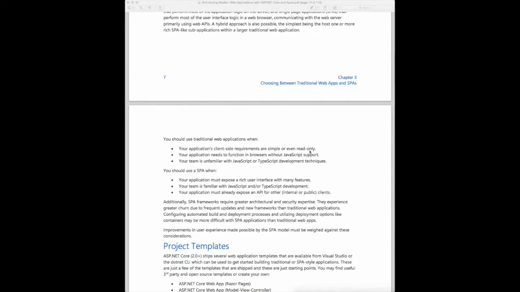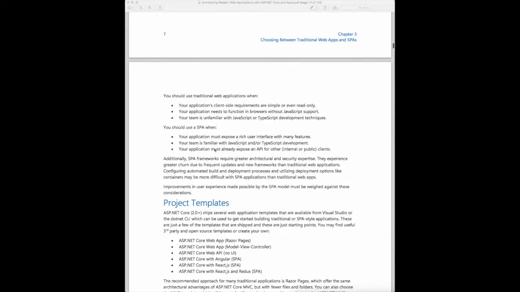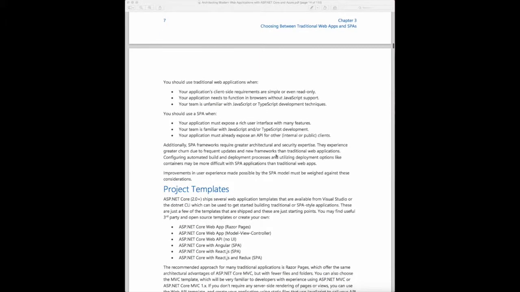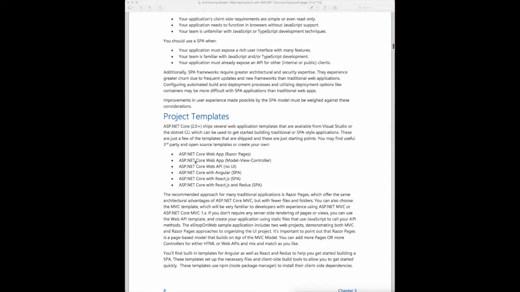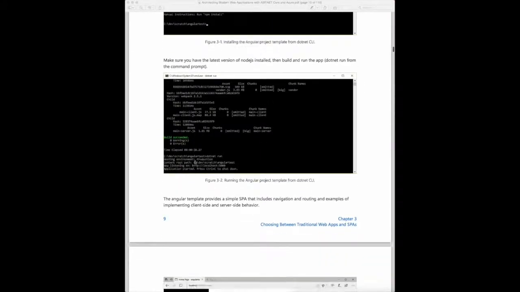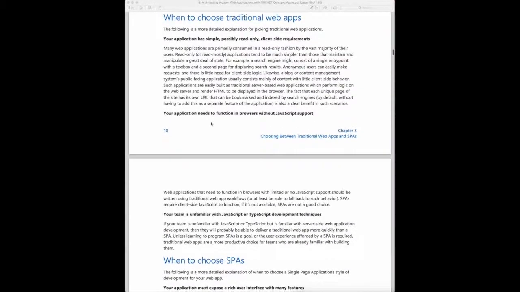Here Microsoft gives recommendations on when you should use a simple application instead of a single page application. You should not use a single page application when your developers don't know JavaScript or TypeScript. You should use a single page application when your users are expecting a very rich experience from the internet. In my experience, nowadays people expect a lot from websites.